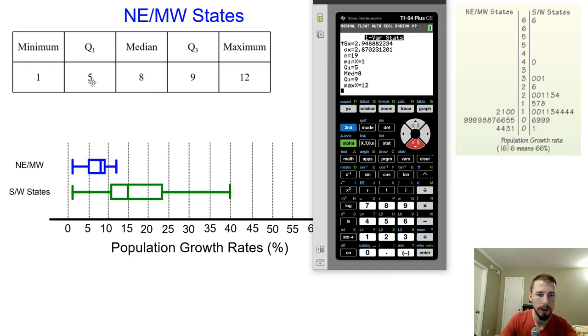So that's these 5 right here, 5-number summary. 1, 5, 8, 9, 12. And those are the 5 that we graph out here. So 1, first quartile is 5, median 8, third quartile 9, and then the maximum is 12.